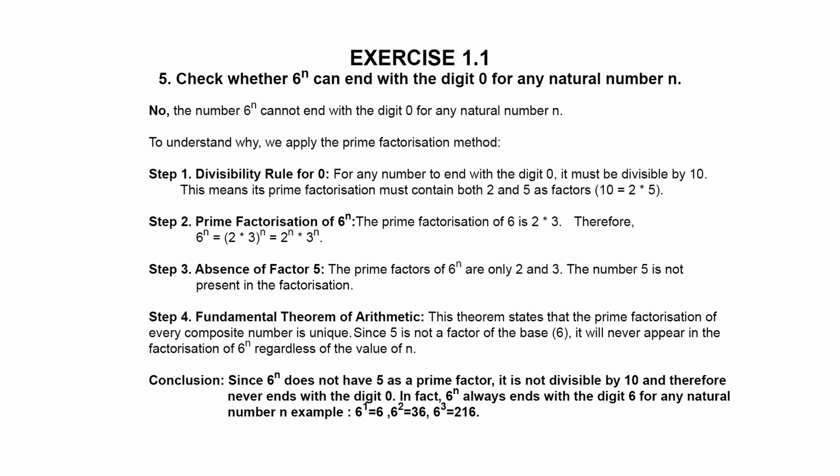In fact, 6 power of n always ends with the digit 6 for any natural number n. Example: 6 power of 1 is equal to 6, 6 power of 2 is equal to 36, 6 power of 3 is equal to 216.